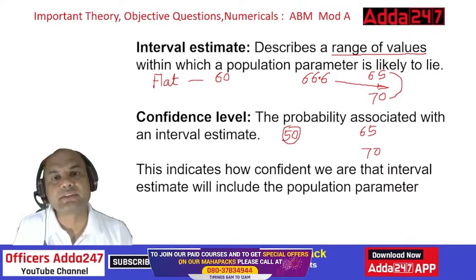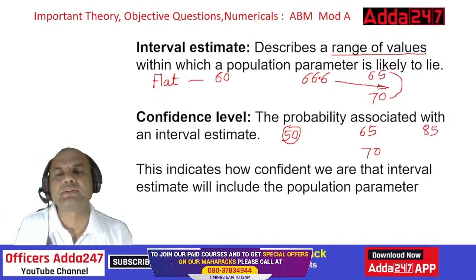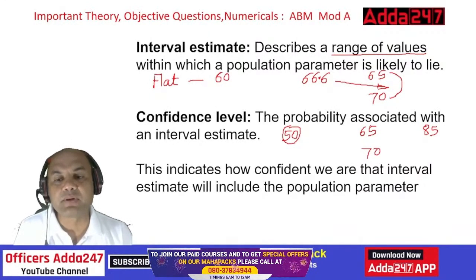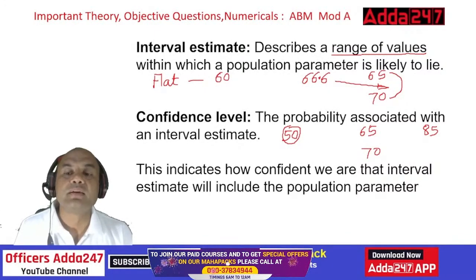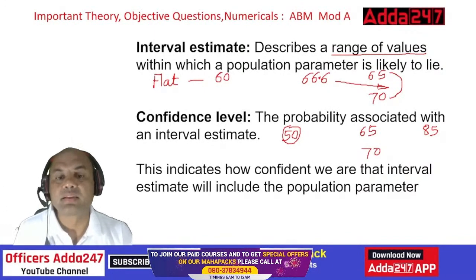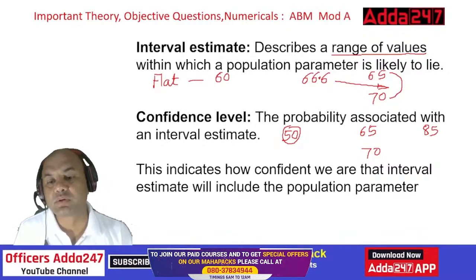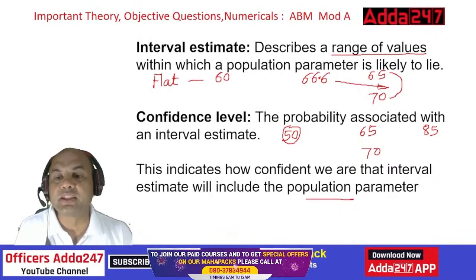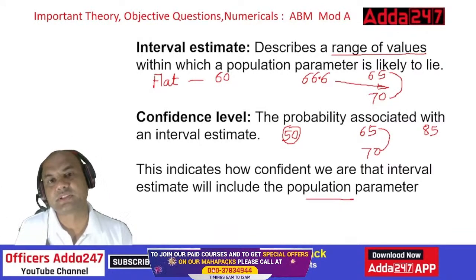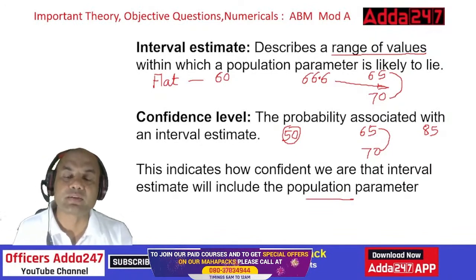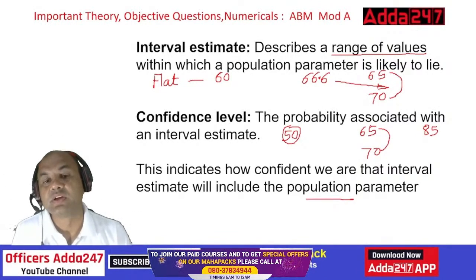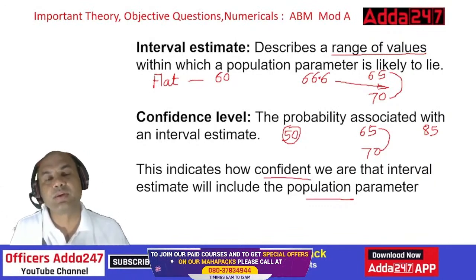Or the reverse case: I am saying 65 to 70 and the price goes to 85 lakhs, because something good happens in that area. So where is my estimate? This is known as the probability associated. The final answer should lie between these. What is the probability that my final answer will lie in this range? This indicates how confident we are that the interval estimate will include the population parameter, meaning this 66.6. The estimate 65 to 70 should include this 66.6. If after 1 year it actually goes to 66.6, then I won; my logic was correct. But if it goes to 85 lakhs, then my logic was wrong. If it goes to 50 lakhs, my logic was wrong. So this shows you the confidence level, how confident we are.